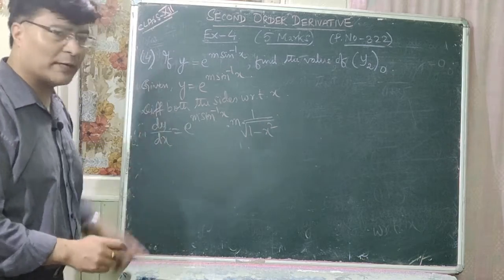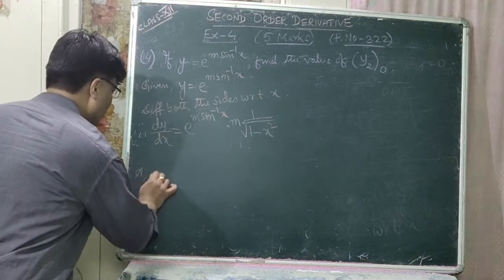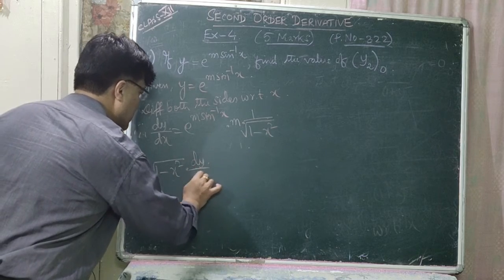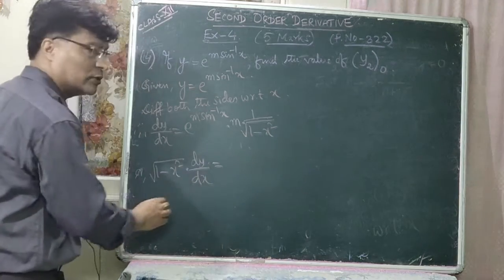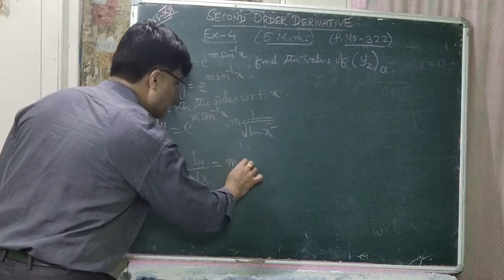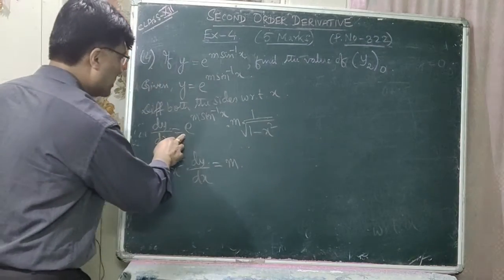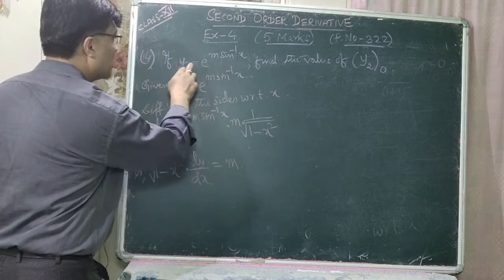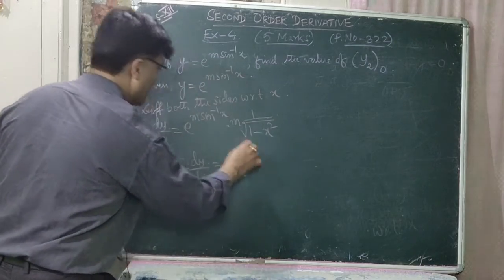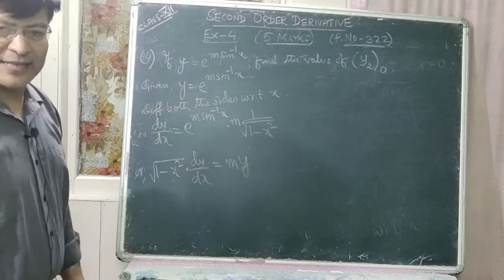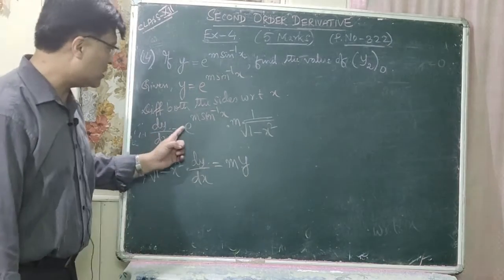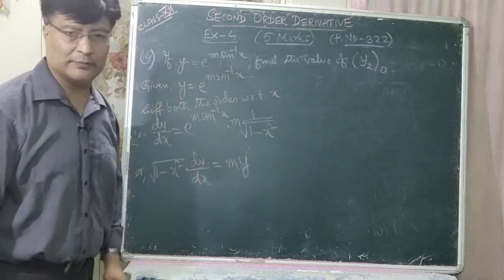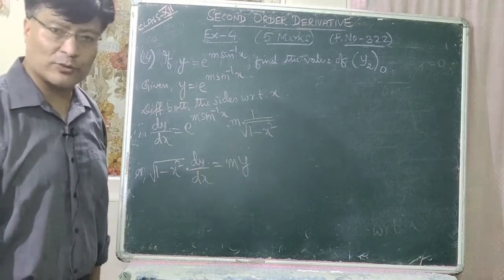Now cross multiply, root over 1 minus x square into dy by dx, which is equal to, here you will write m first, into, what is e to the power m sine inverse x? It is y. So it is my. Is that clear to all of you? So instead of e to the power m sine inverse x, you have to write y here. So I think you have understood it.